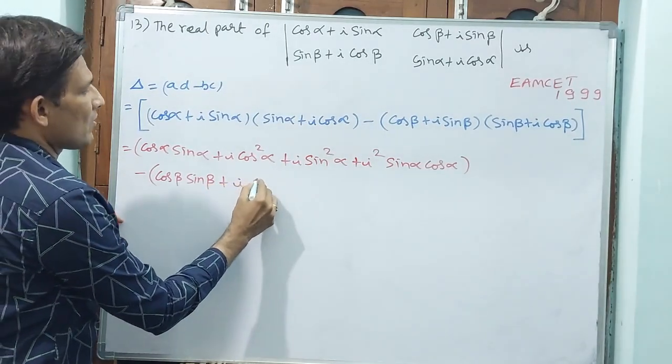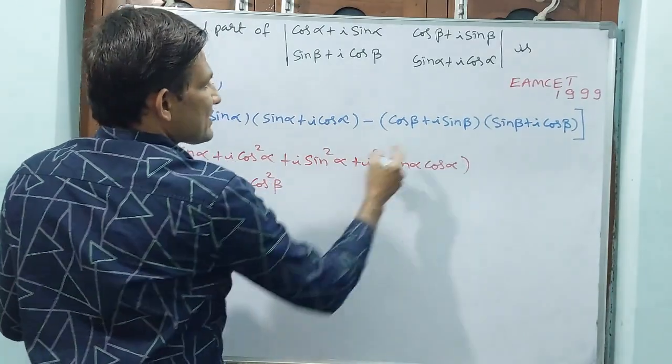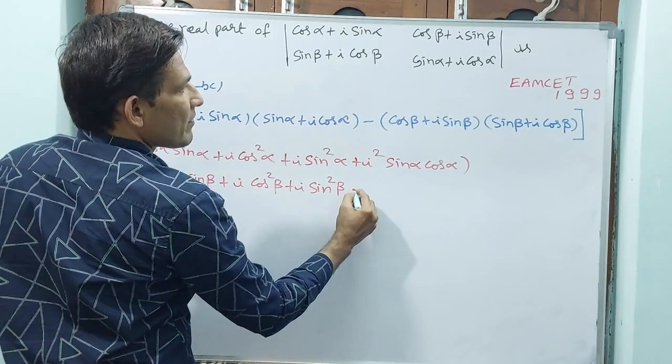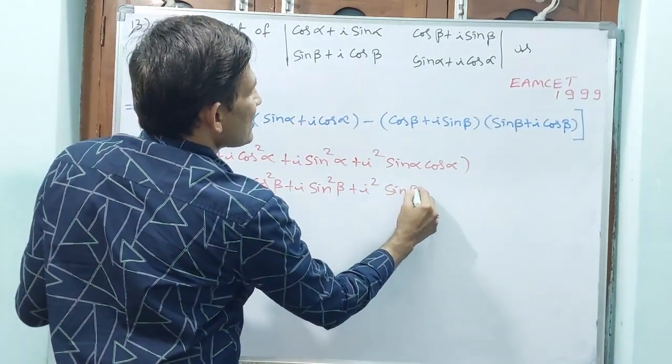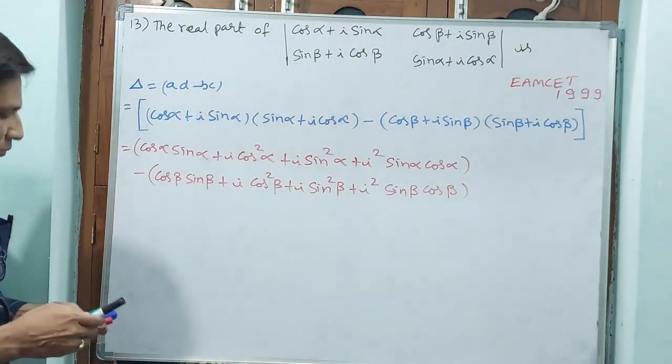plus i cos square beta plus i sin square beta plus i square sin beta cos beta. Okay. Now proceed further then.